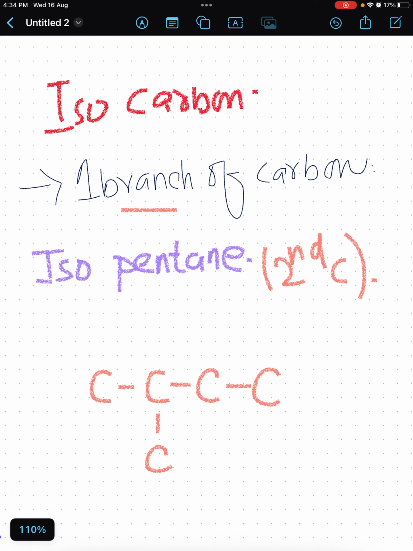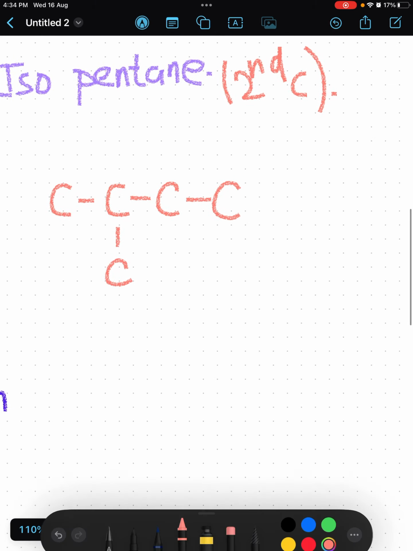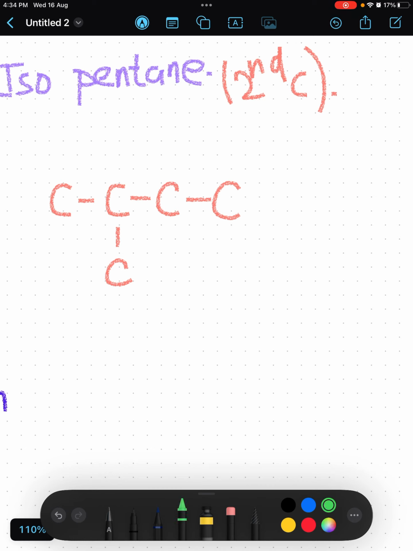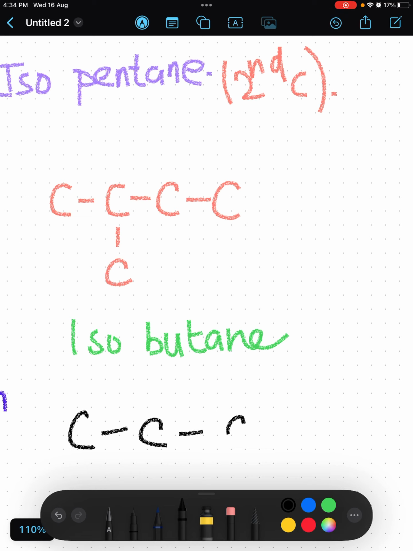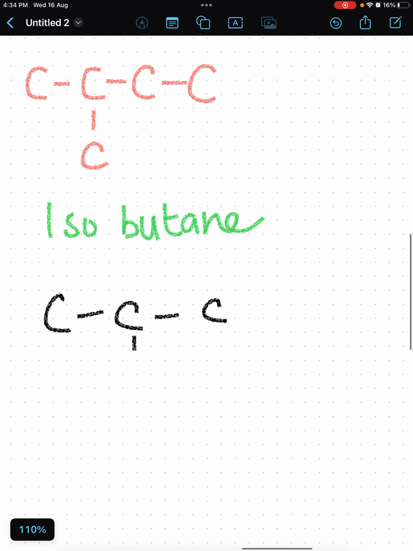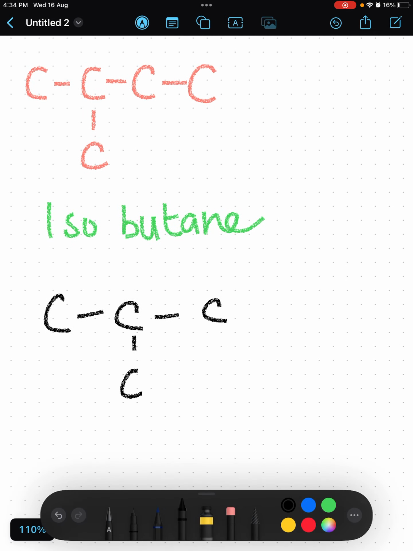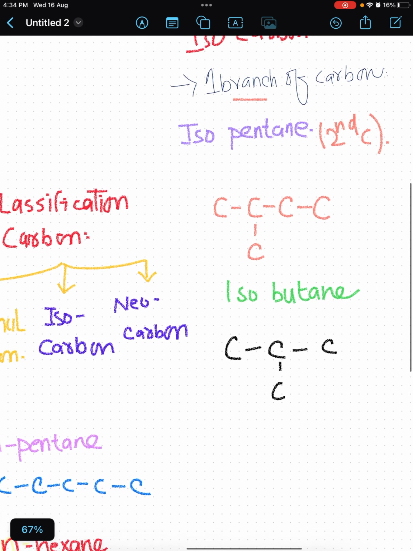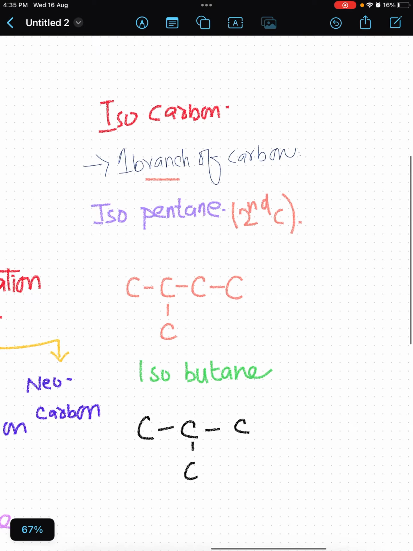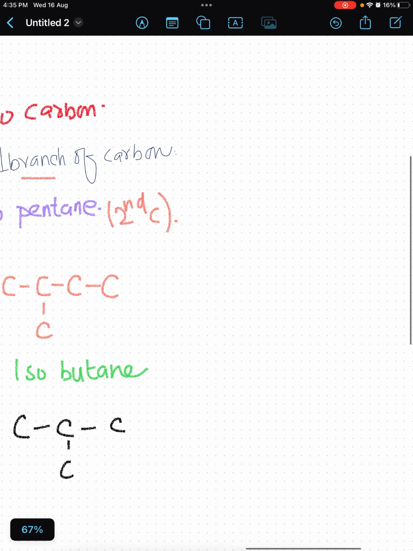For example, if I ask you to make isobutane, right? So what you will do: carbon, carbon, carbon, and here carbon. So this is isobutane, right? Then the third one is neocarbon.